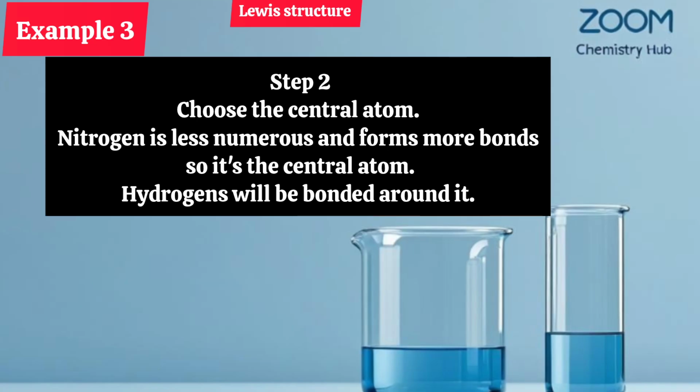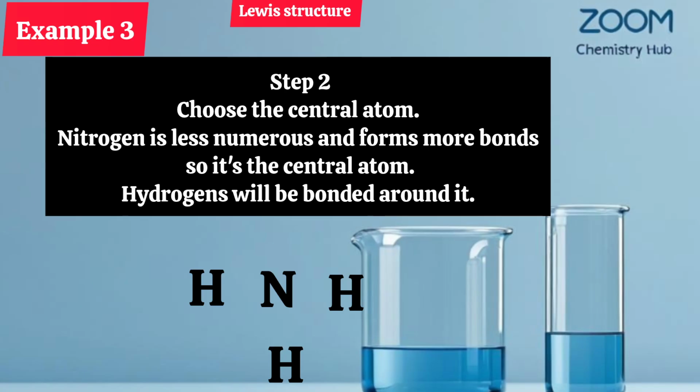In the next step we will choose the central atom. Nitrogen is less electronegative and forms more bonds, so it is the central atom, and hydrogen will be bonded around it. We know that hydrogen is always on the outer side because it forms one bond, and we place the nitrogen in the center and 3 hydrogen atoms around it in a triangle.